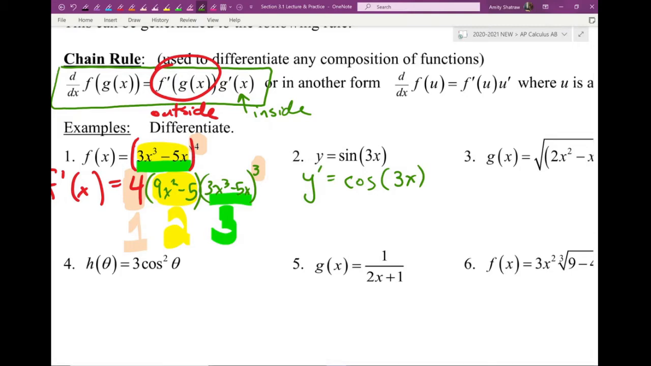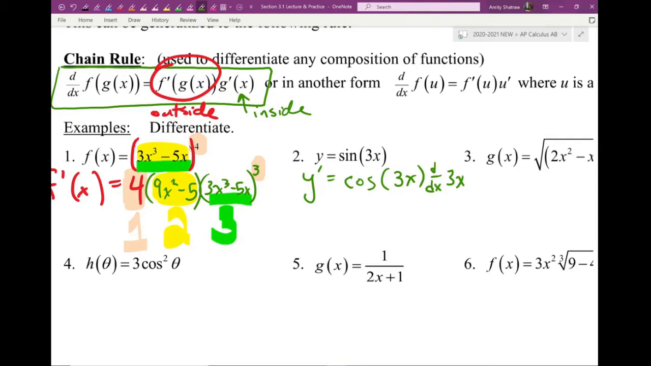The second step says we take the derivative of the inside. This is how I write that. d dx of 3x means, please don't forget to take the derivative of the inside. This is the chain rule. This is where I'm using the chain rule, okay?